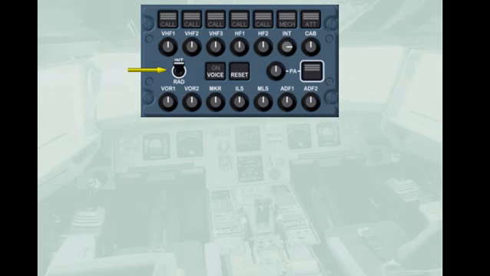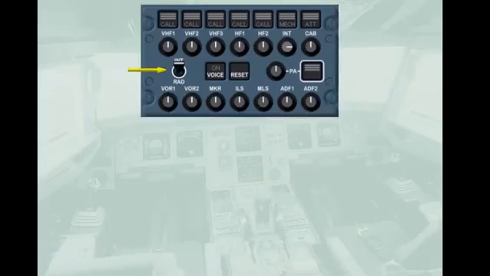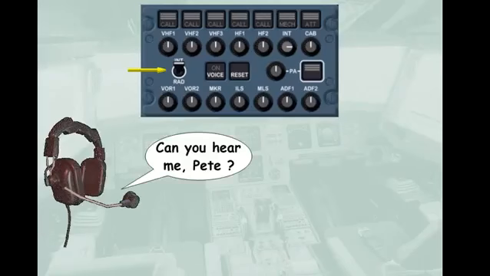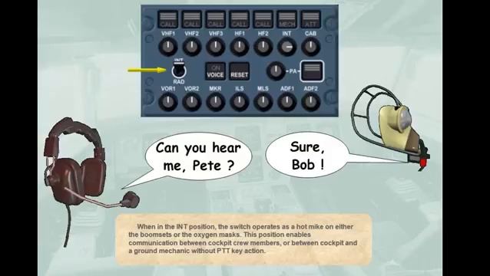The interphone radio INT/RAD switch is a 3-position switch. 2 of the positions are latched, 1 is not. INT, latched. Neutral, latched. Radio must be held. When in the INT position, the switch operates as a hot mic on either the boom sets or the oxygen masks. This position enables communication between cockpit crew members or between cockpit and a ground mechanic without PTT key action.